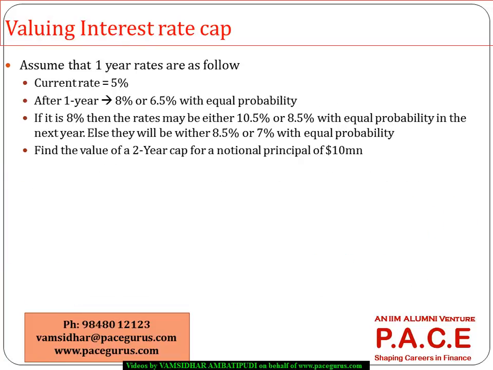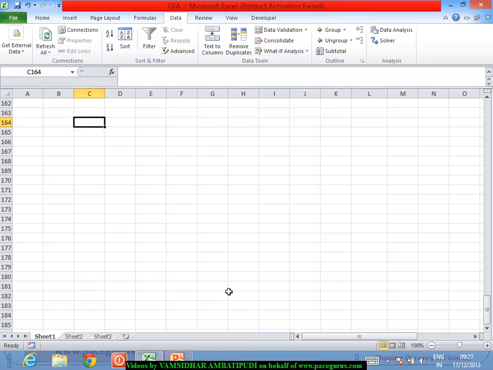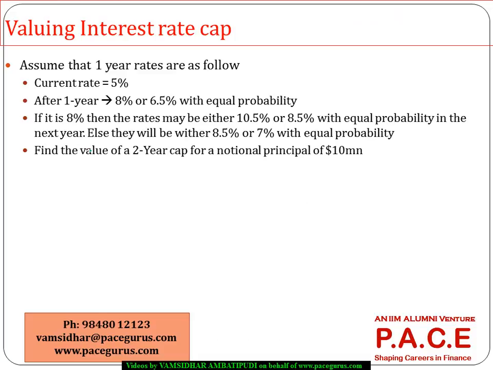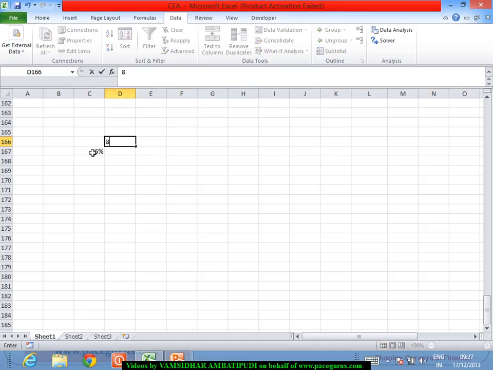Now let's demonstrate one numerical example for valuing the interest rate cap. For that, assume the interest rates are as follows. The 1 year interest rate currently, I will take it as 5%. Let me create an interest rate tree. The current 1 year rate is 5%. After 1 year, it may become either 8% or 6.5%.